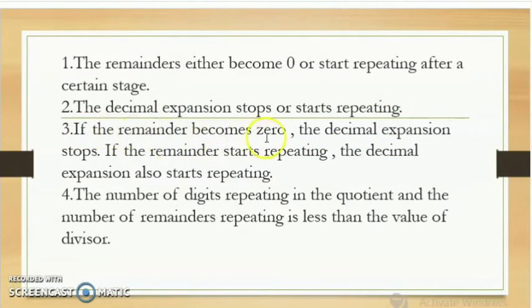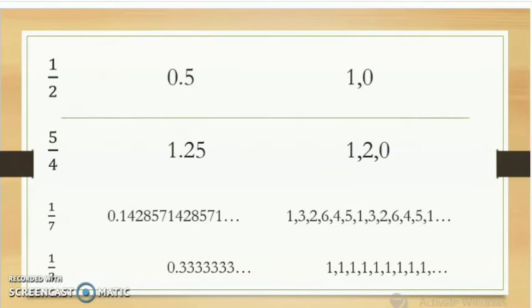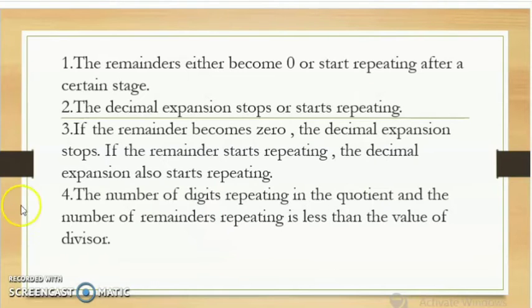If the remainder becomes 0, the decimal expansion stops. If the remainder starts repeating, the decimal expansion also starts repeating. If the remainder does not become 0, which means our decimal expansion also is not going to become 0, it will also repeat. So if the remainder becomes 0, the decimal expansion stops. If the remainder does not become 0, it will start repeating, and the decimal expansion also starts to repeat.